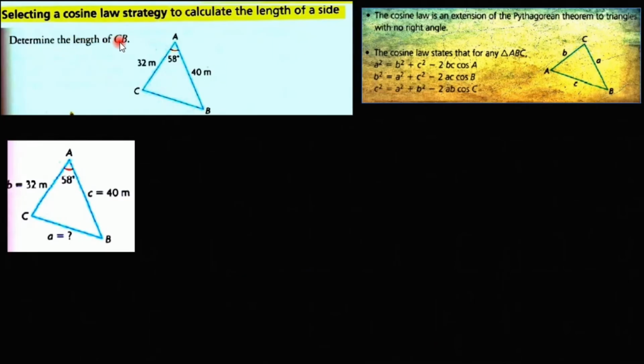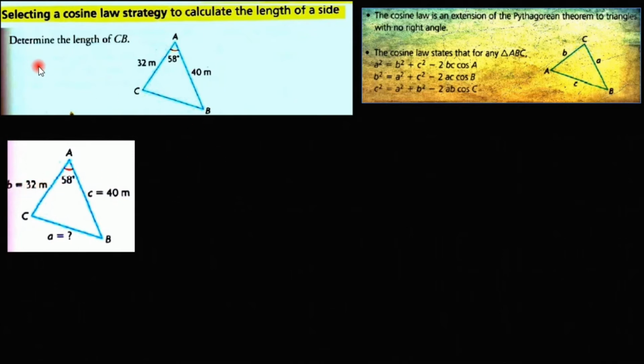Determine the length of CB. This is triangle ABC, and we know the angle A is 58 degrees. We know AC is 32 meters and AB equals 40 meters. So I just copy this triangle here. I label this side lowercase a, the opposite side to A. And this is lowercase c, so 40 meters, and this is lowercase b, which equals 32 meters.